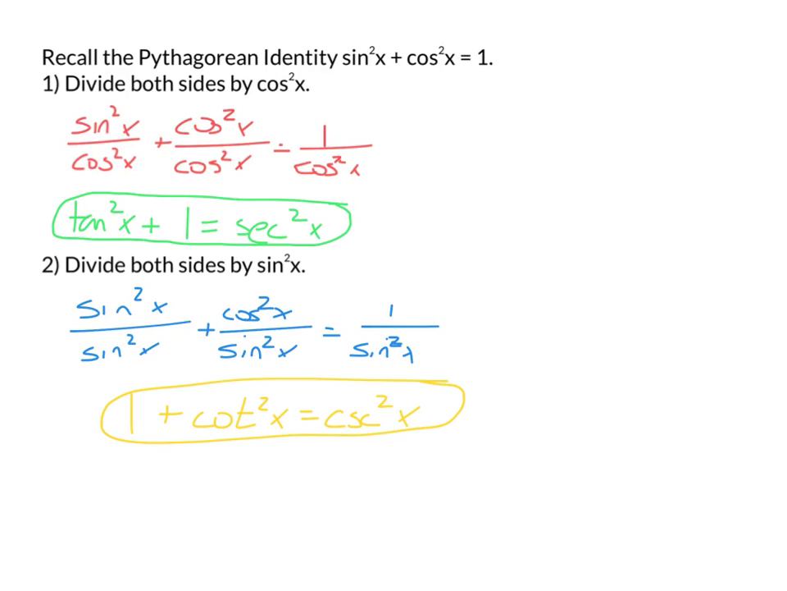So there are 3 of them, and as long as you know sine squared plus cosine squared equals 1, you can quickly derive the other 2 by dividing either cosine squared or sine squared. Okay, that's it for our Pythagorean identities. For now, we are done.